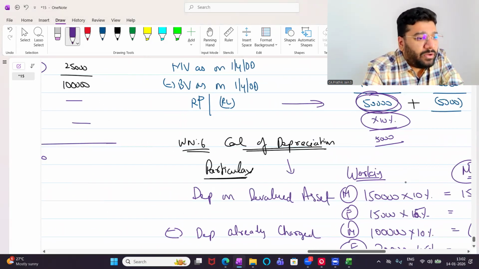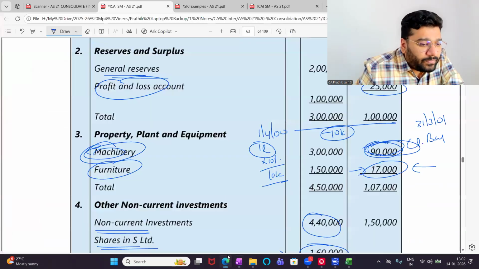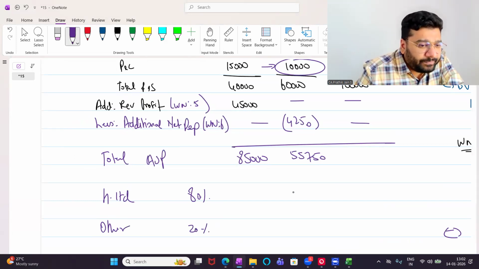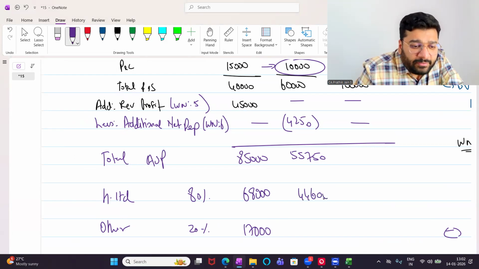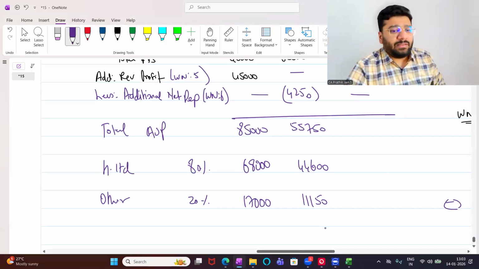Super. Now people, tell me H Limited's holding is how much percentage? 80 percent. Others, the minority, are holding 20 percent. Tell me the amount bifurcation. This is 17,000. 68,000, then 44,600, and 11,150. Online people, please do it first and tell me whether you have reached till this point or not.